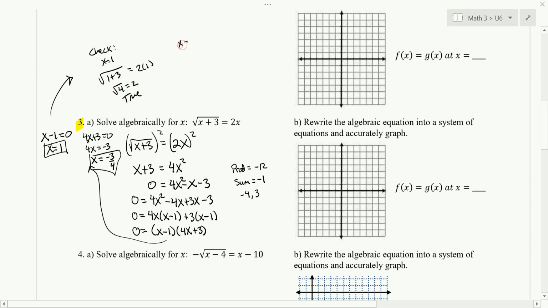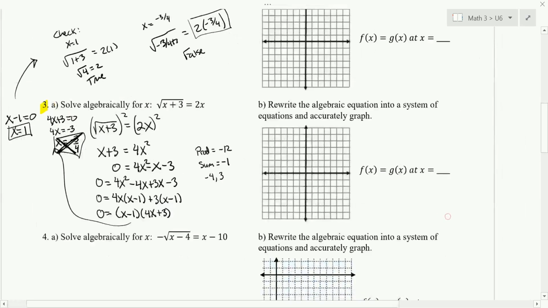If x is negative 3/4, we get the square root of negative 3/4 plus 3 is equal to 2 times negative 3/4. Now on this one we have a square root of a number equal to a negative number, and that's going to be false, because whenever you take the square root of a number you should get a positive answer, and so we need to throw out that second answer. So x equals 1 is our only answer.